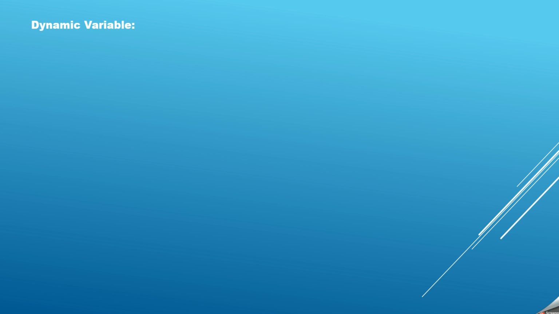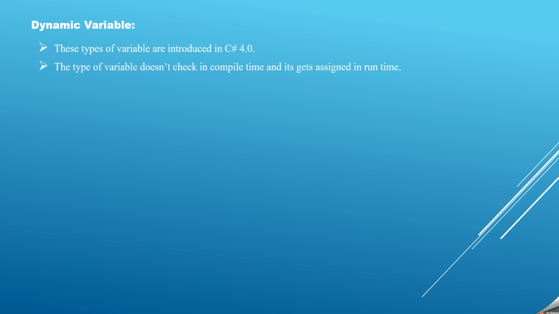Dynamic variable. This variable got introduced in C# version 4.0, and this type of variable doesn't get checked at compile time, and it gets assigned only at runtime. That means, I will show you right now.